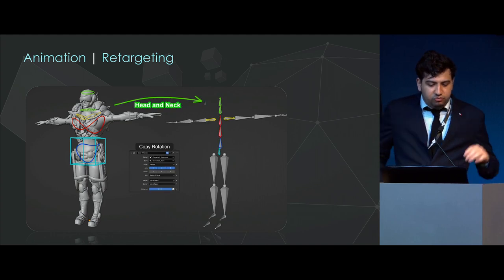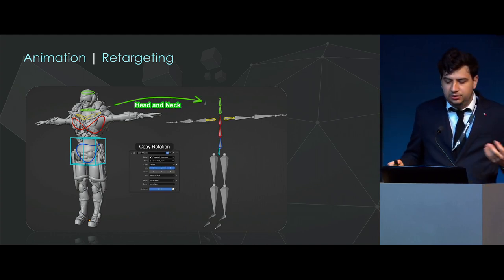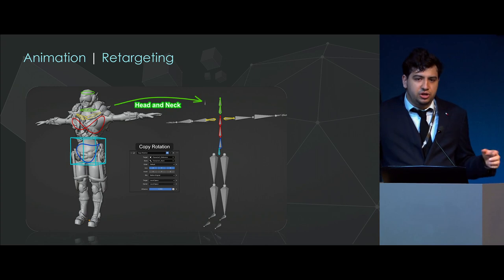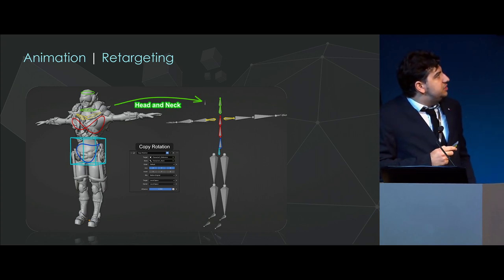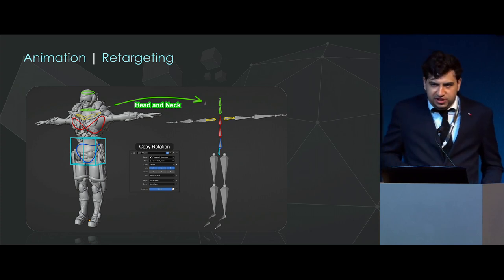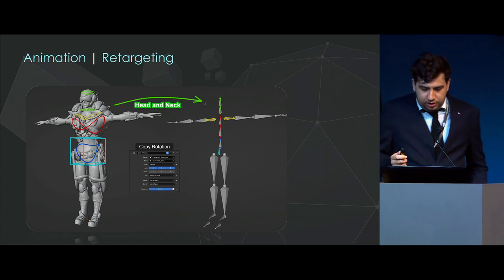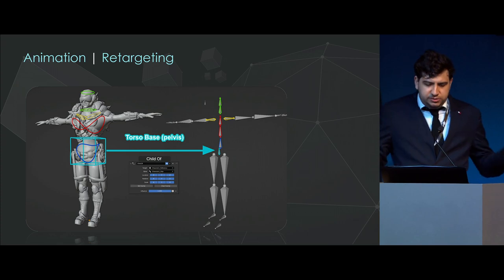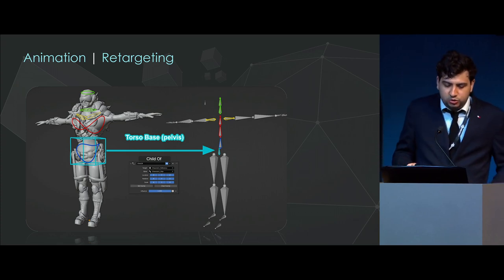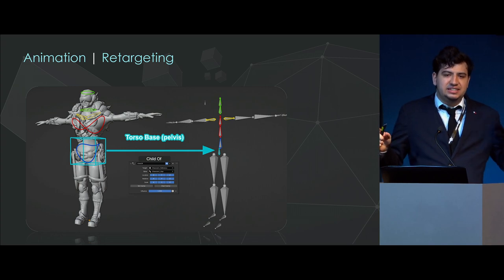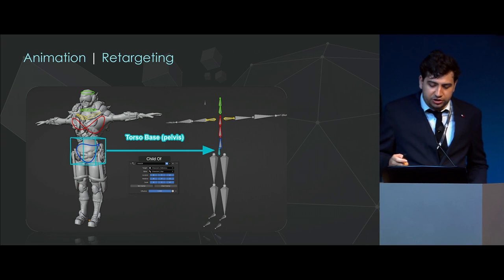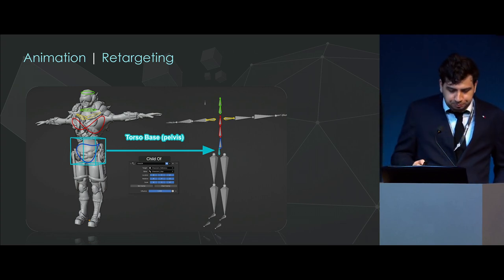So for the head and neck, just a simple copy rotation in local space will suffice. As you can see here, the mix is set to before original. We'll talk about that a little bit later. For the torso, we just parented to the pelvis. Just to be clear, all of those child-of parentings happened at frame zero, which is usually a T-pose when importing a motion capture skeleton.